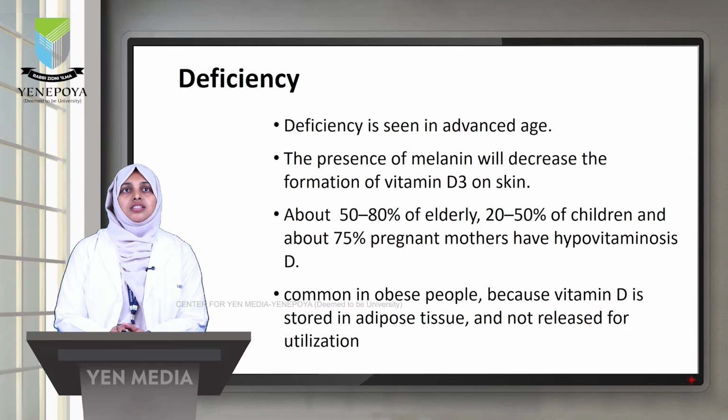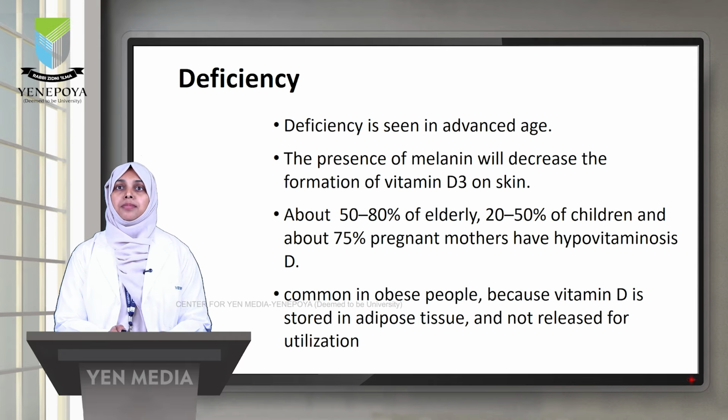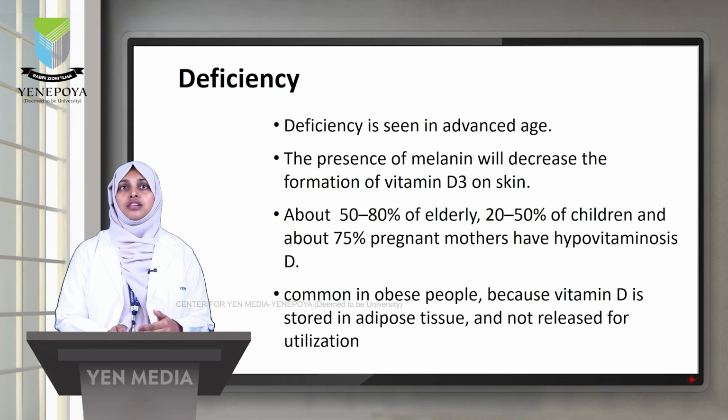Talking about deficiency of vitamin D, it is mainly seen in advanced age, and the presence of melanin will decrease the formation of vitamin D3 on skin. About 50 to 80% of elderly, 20 to 50% of children and about 75% of pregnant mothers have hypovitaminosis D, and it is commonly seen in obese people because vitamin D is stored in the adipose tissue and is not released for utilization.